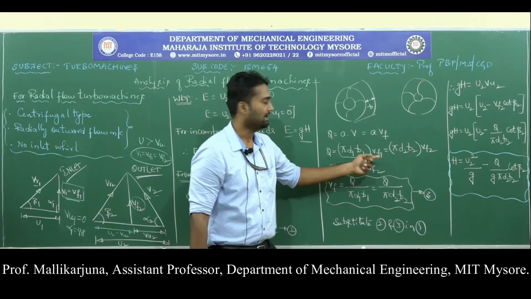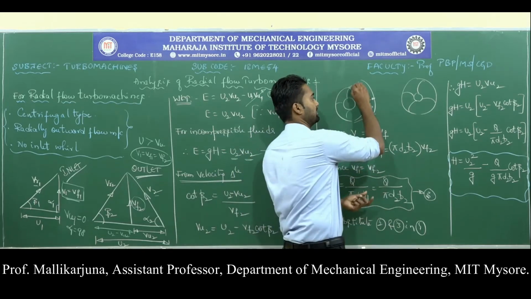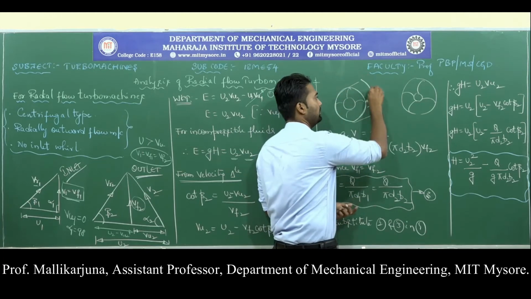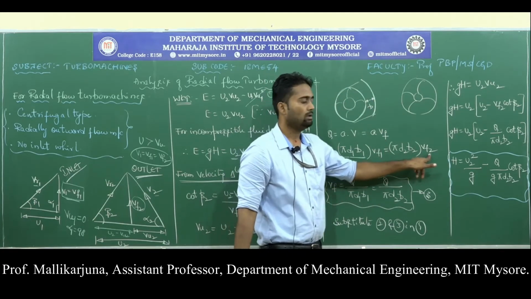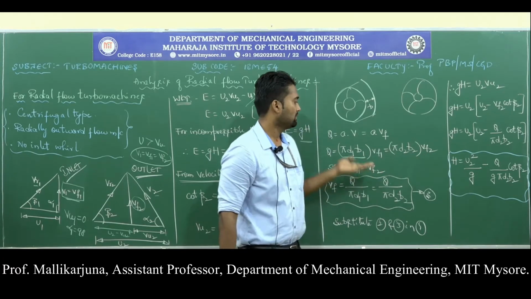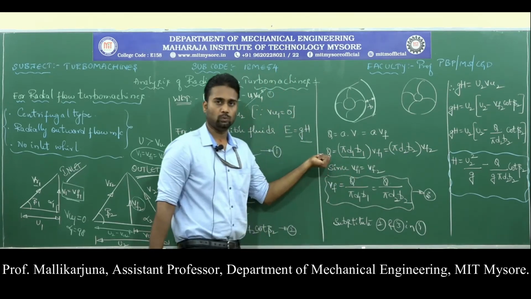If it is at the inlet, the same thing happens at the outlet also. Inlet in the sense this portion. If you want the outlet, then I need to look onto this portion, which is nothing but pi d2 b2, with flow velocity at the outlet Vf2. So the same equation will hold good for the value of Q.